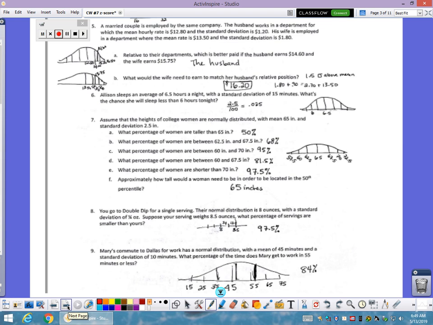Okay, here is last night's homework. If you want to get that out, you can check your answers. In this case, the husband was paid better than the wife, and we plotted that. What I chose to do is plot it on a normal curve and look at where the data fell, which one was further from the mean.